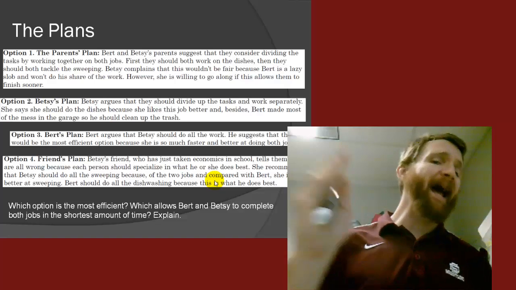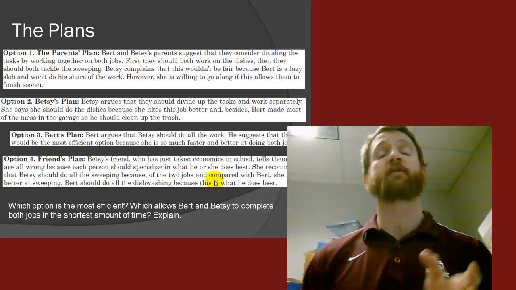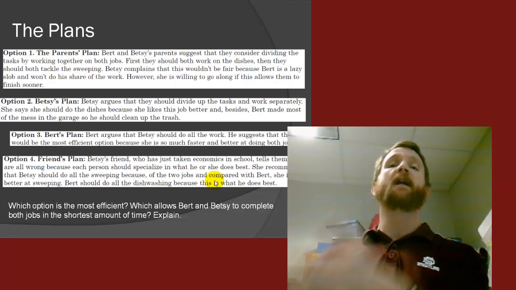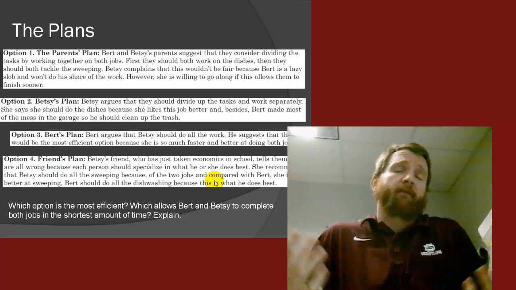So out of all of these 3 plans, the best plan, the shortest, most efficient plan is going to be the one that allows them to get out in 60 minutes, and that's the friend's plan because she had Coach Michael for World Geography.